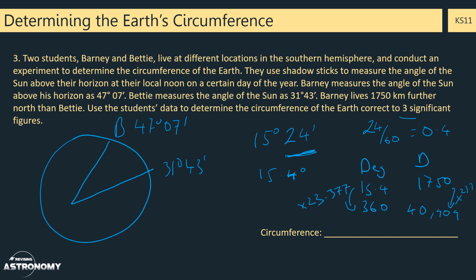If we do that, we get 40,909. Now this time it's asked to give it to 3 significant figures, so it'll be 40,9 and then the next number is less than 5, so zeros. So 40,900 kilometers.